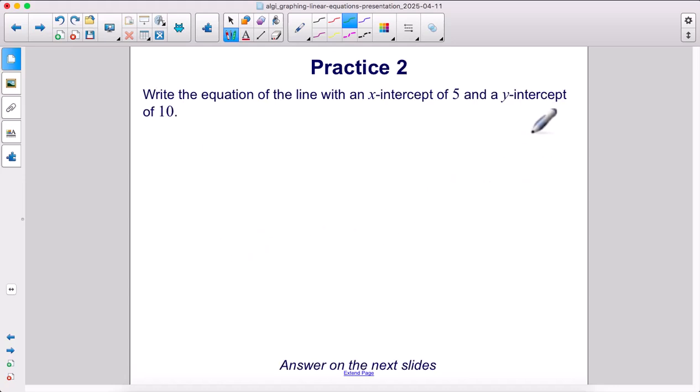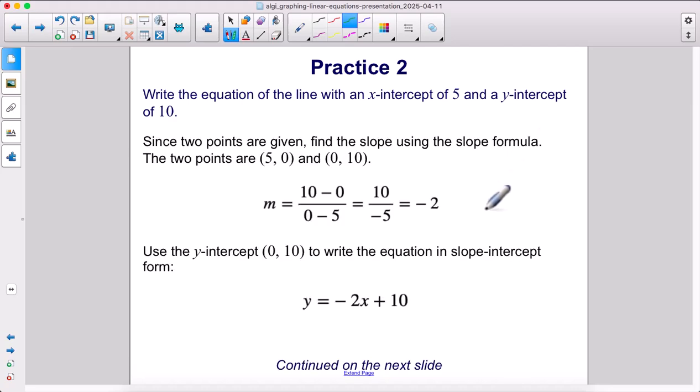Write the equation of the line with an x-intercept of 5 and a y-intercept of 10. Since 2 points are given, find the slope using the slope formula. The 2 points are (5, 0) and (0, 10). So y2 minus y1 is 10 minus 0, which is 10, and then 0 minus 5 is negative 5. Therefore, the slope of this line is negative 2. Then we're going to use the y-intercept, which is just 10, to write the equation in slope-intercept form. y equals negative 2x plus 10.